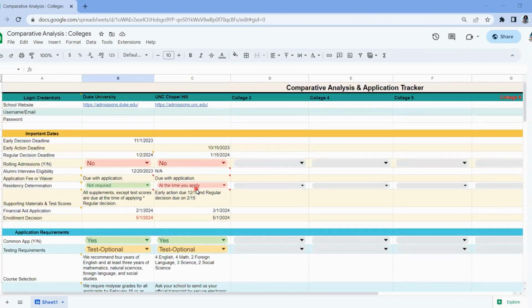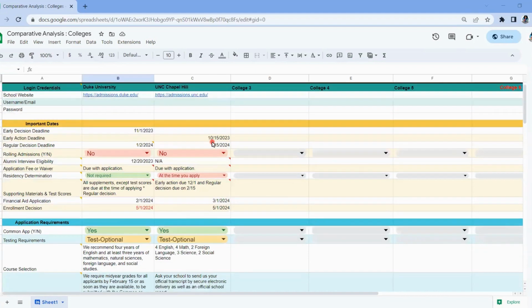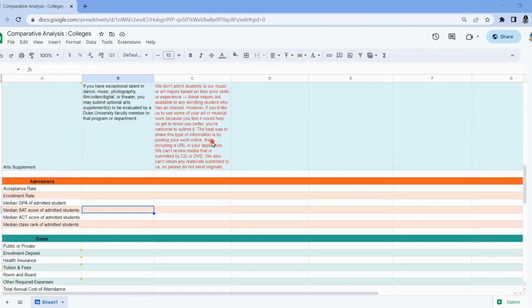In this activity, we'll continue working on our comparative analysis for colleges. In this part, we'll focus on the admission statistics for the schools we're interested in. I'm going to continue comparing Duke University and UNC Chapel Hill. And I want to find out the acceptance rates, enrollment rates, average GPAs, SAT scores, and even class ranks of the admitted students to help me identify which schools I'm a pretty good fit for.